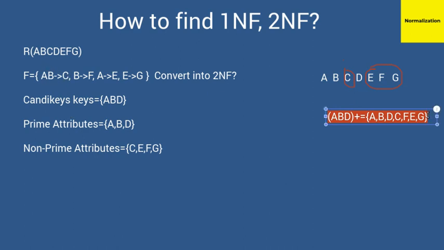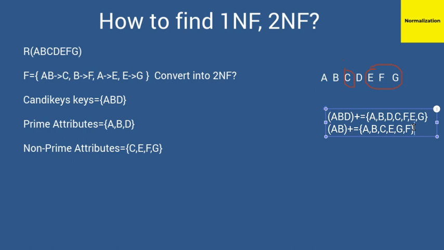So find AB plus. AB plus is A, B. With the help of A and B you get C, and with C you get nothing more. With the help of A you get E, and with the help of E you get G. With the help of B you get F. So that's it. Here D can't be derived, because it is not a candidate key.